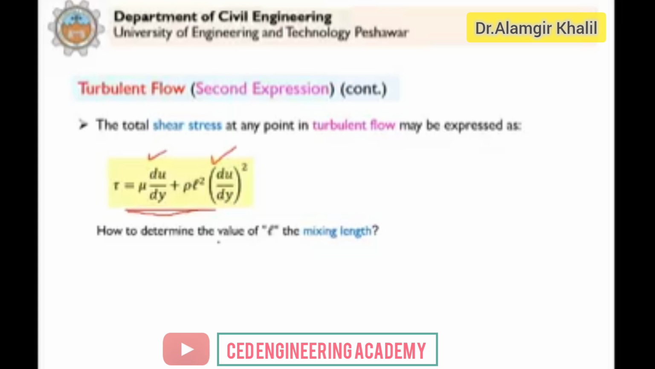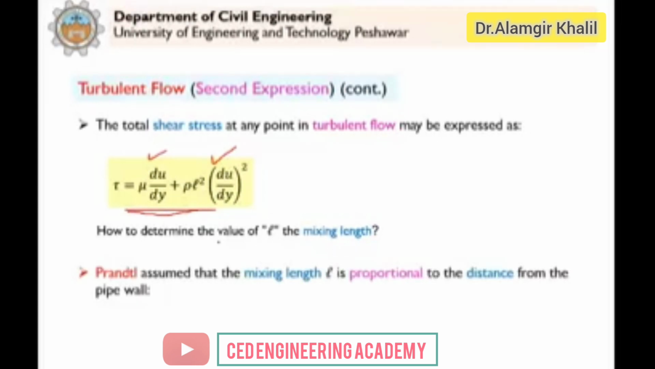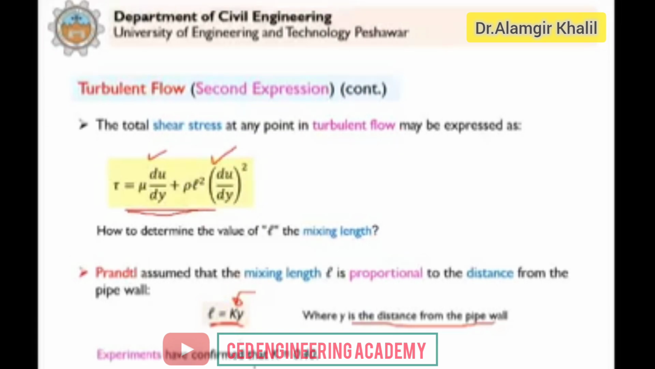Now how to determine the value of this mixing length L? So Prandtl assumed that the mixing length L is proportional to the distance from the pipe wall. As we move towards the center of the pipe, L is proportional to y, where y is the distance from the pipe wall. So now this k becomes a constant. L is proportional to y. So when you change the proportionality sign into equality, we multiply by a constant, and experiments have confirmed that this k is equal to 0.4. So now using this equation we can calculate L, and that L we can put here to easily calculate the shear stress. Clear?